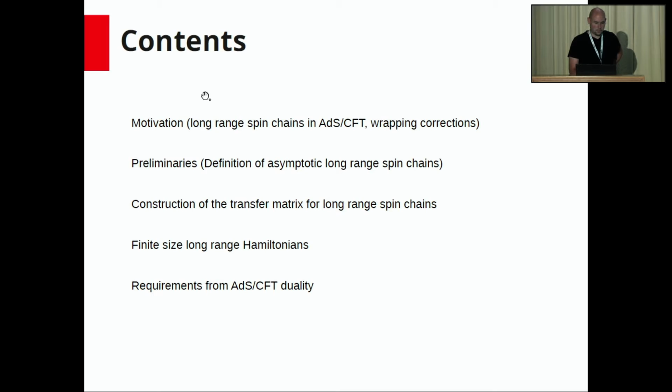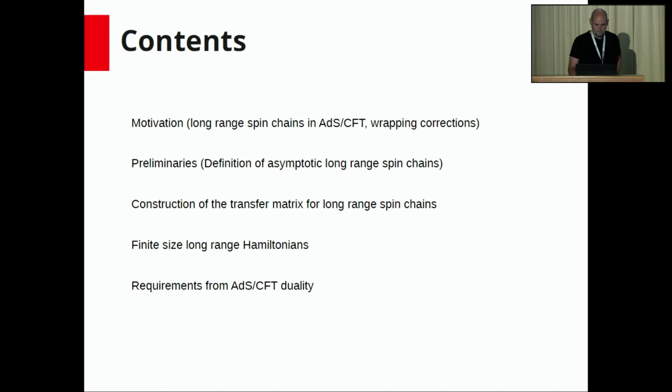This is the content of my talk. I start with the motivation part. After that, I show the definition of the asymptotic long-range spin chain. And after that, I show a construction for transfer matrices for this long-range chain. We will see that this transfer matrix gives a method to define finite size long-range Hamiltonians, and I finish my talk with some requirements coming from the AdS/CFT duality.